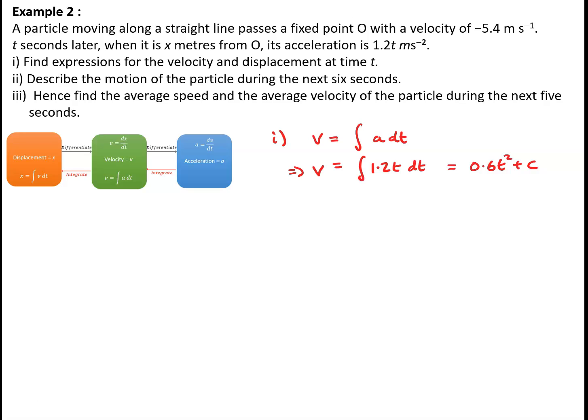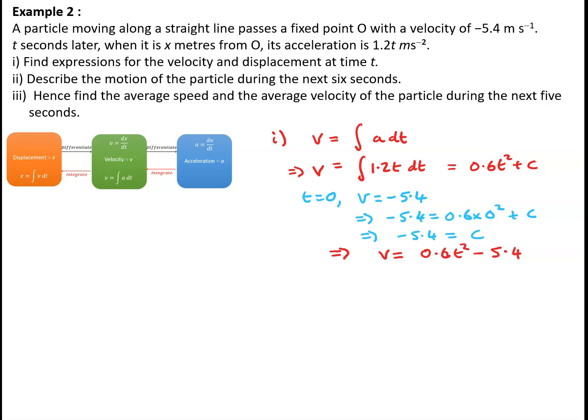We are told though that when t equals 0, the velocity is minus 5.4. So if I substitute that into the equation v equals 0.6 t squared plus c, I'm obtaining when t equals 0, minus 5.4 must be equal to 0.6 times 0 squared plus c. In other words, c must be equal to minus 5.4. So our expression for velocity is v equals 0.6 t squared minus 5.4.